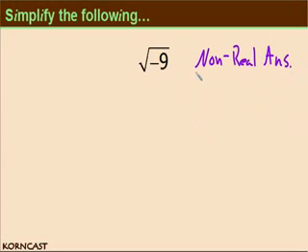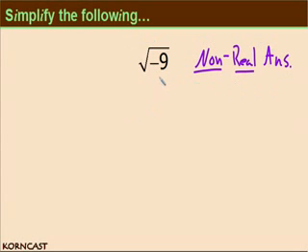So what does it mean to be non-real? Basically, a real number is something that we can touch, like 4 or pi. So what we get here is an answer that we can't touch. Let's look at the square root of -9 in more detail.